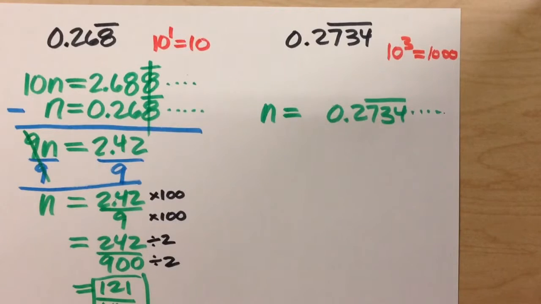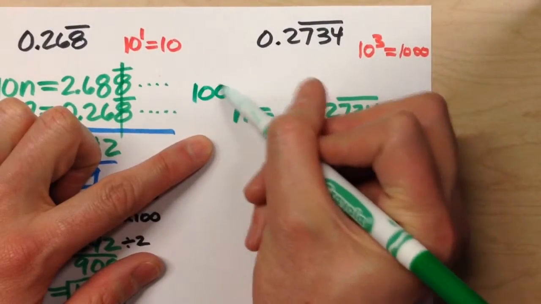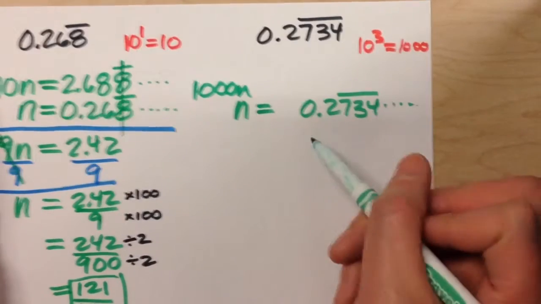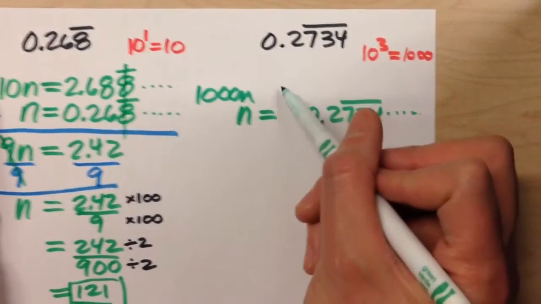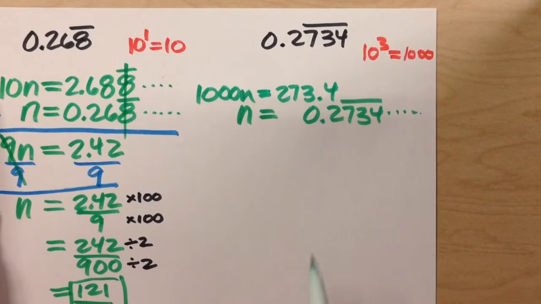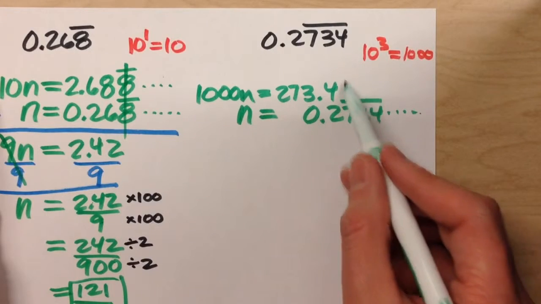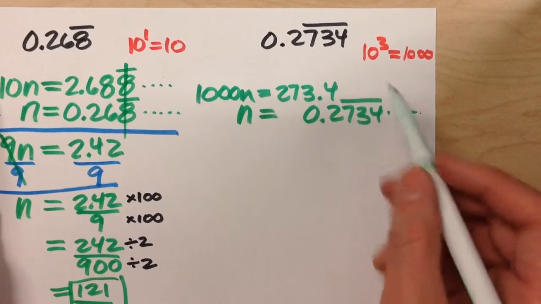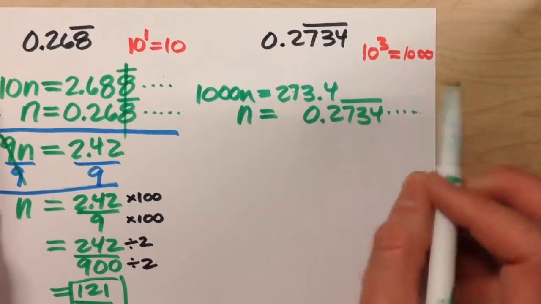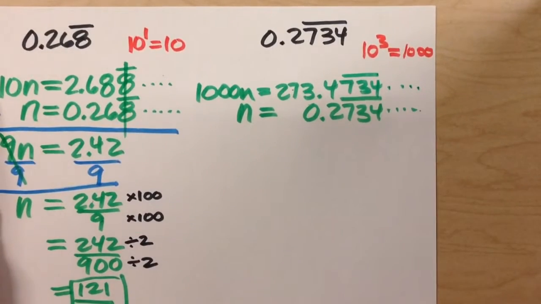So I'm going to be multiplying this equation by 1,000. N times 1,000 is 1,000n. If I multiply this by 1,000, I'll be moving the decimal over 3 places. So I'll end up with 273.4. But remember, I want digits to line up all the way through, and I've got 3 empty spaces right here. Luckily, I know that the 3 repeating digits are 734. So after this 734 are going to be another 734. And those 3 repeat forever and ever and ever.